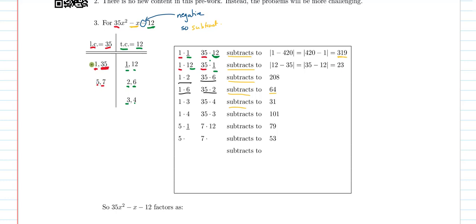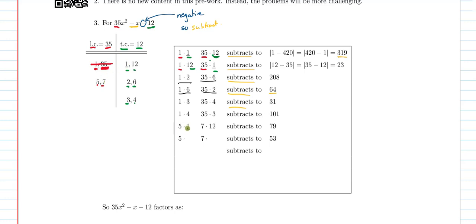We now know this won't work because we checked all possibilities and none of them gave me a negative 1. So now I'm going to do just 5s and 7s. So we'll do 5 times 1 and then 7 times 12 and then the flip-flop. Then we'll do 5 times 12 and 1 times 7. So let's go ahead and do this.